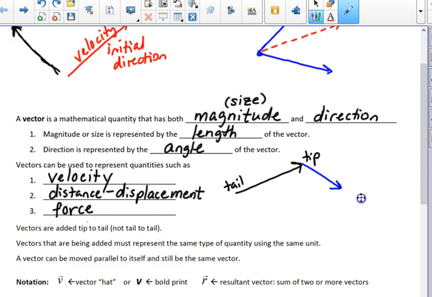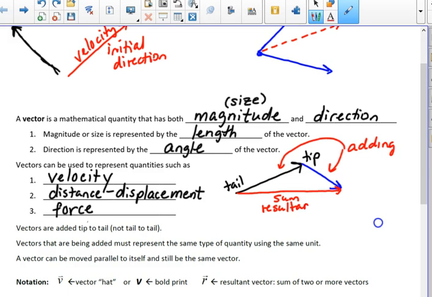When we add them, the result goes from the beginning, or the tail, of the first vector to the tip of the second vector. So this is the sum, or we call this the resultant vector. We're adding these 2, and the red one is the sum. And we call this the resultant vector.